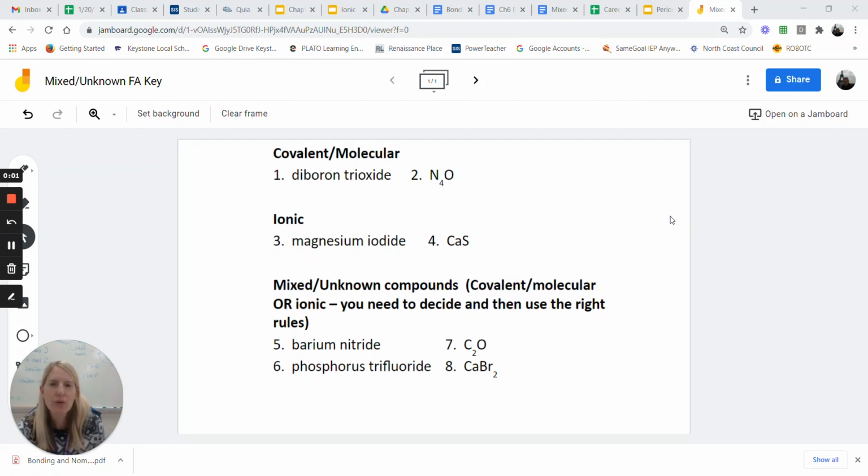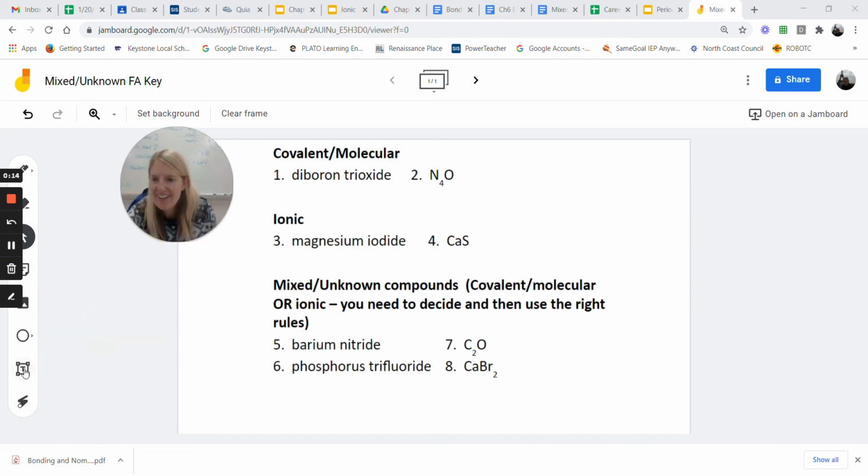Hey guys, so this is our chance to talk about your formative assessment from yesterday. I have so many things on the side here. Okay, here's my text box.